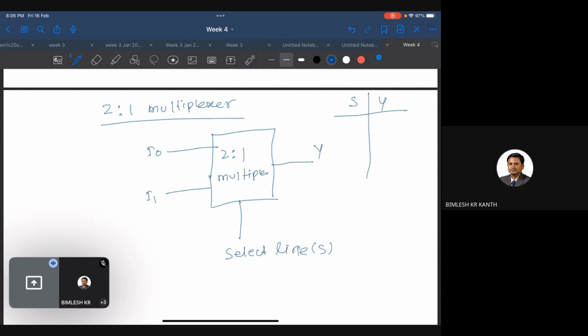On select line 0, I0 will be selected. When the select line is 1, I1 will be selected, right? So what will Y be? Y will be S bar I0 plus S I1. Is it clear? 2 cross 1 multiplexer.